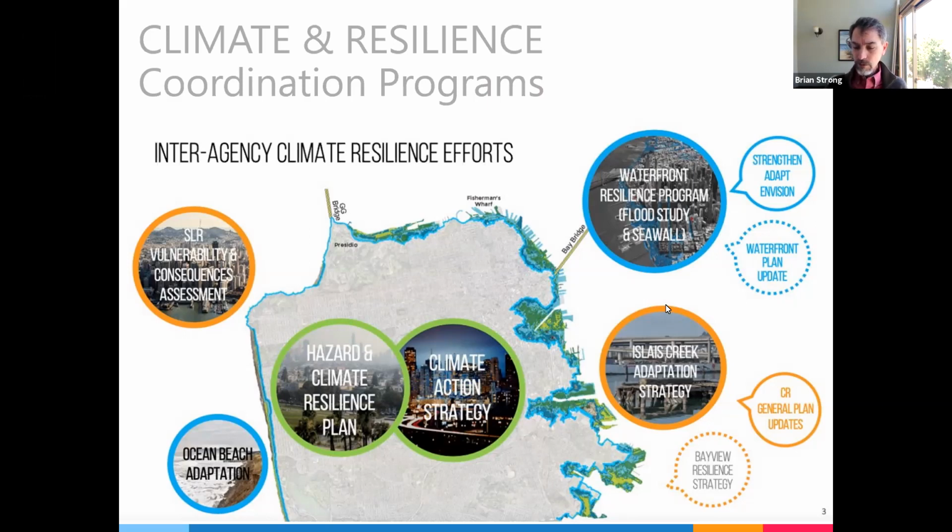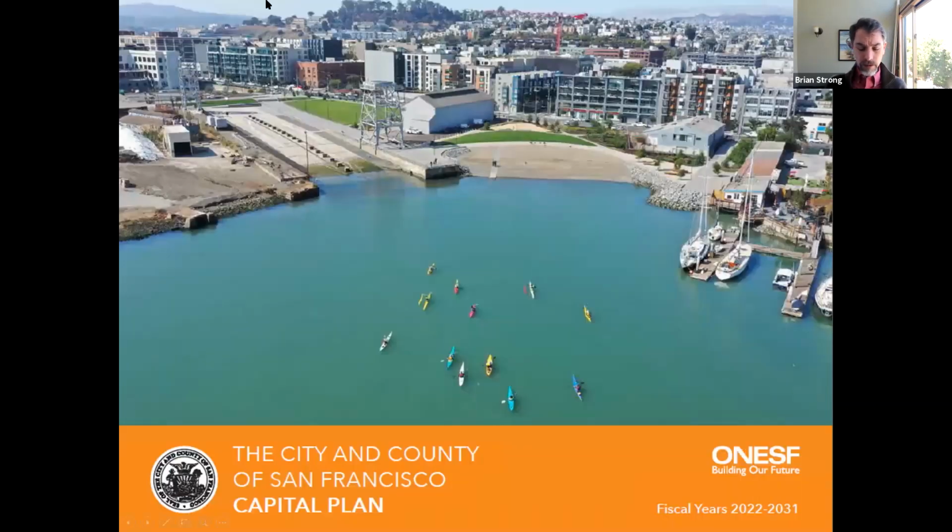And then we have a lot of place-based resilience work too. Islais Creek in the Bayview area, the Tenderloin, Chinatown. Those are all very vulnerable communities to flooding and heat impacts, as well as liquefaction and earthquakes. So we're trying to do work that focuses on those specific areas of the city. Next slide. I'm going to turn it over to Kate to talk about our capital plan and how we think about moving the financing that goes with these projects forward.